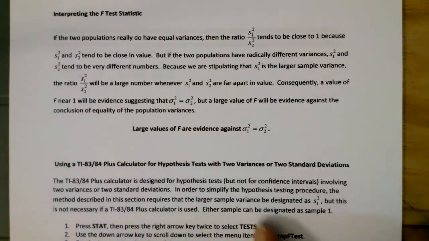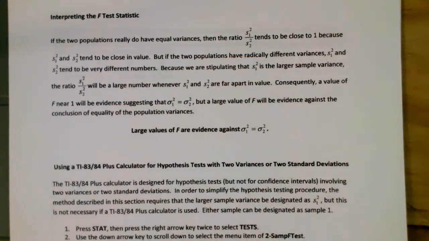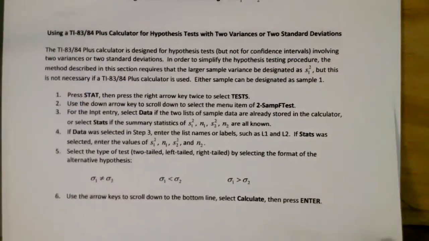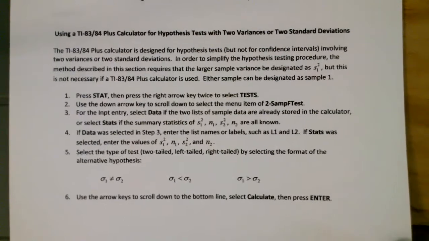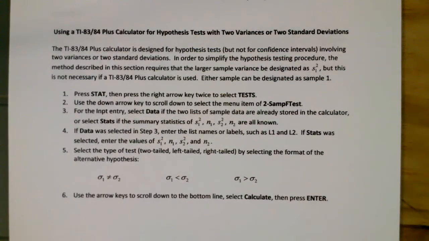Now here's how we use the TI-83 and the 84 Plus calculator for a hypothesis test. The TI-83 Plus calculator is designed for that, but we can't use it for confidence intervals for two variances or two standard deviations.